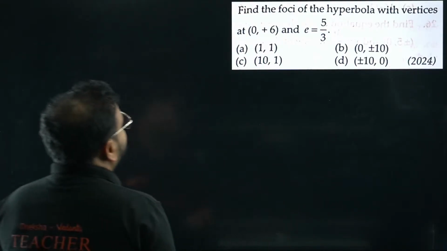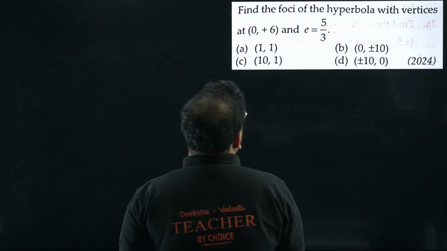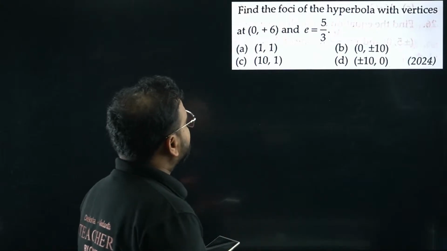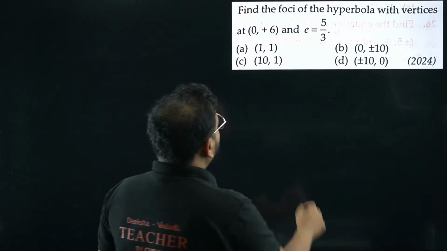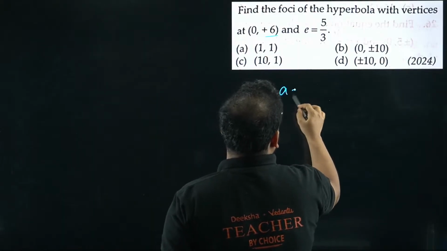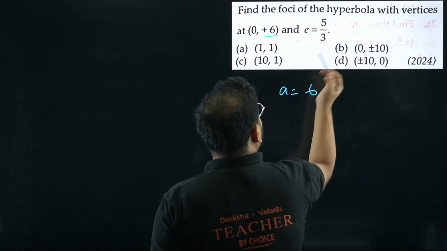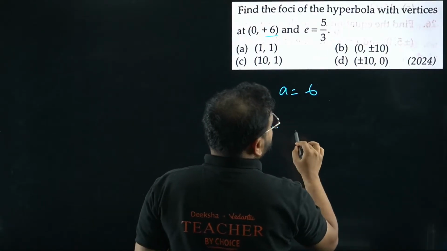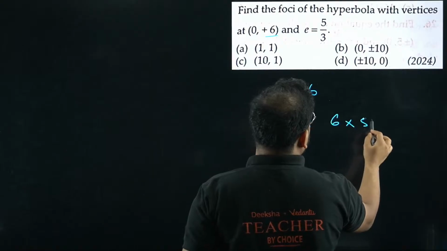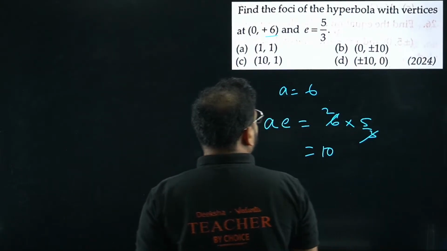Find the foci of the hyperbola with the vertices. Okay, so they've given here e is 5/3. That's the eccentricity. This is the value of vertices, means this is the value of a, which is given as 6. And we're looking for the hyperbola's foci. So a times e, 6 times 5/3, 3 into 6 is 2, I get here 10. The value is 10, right?